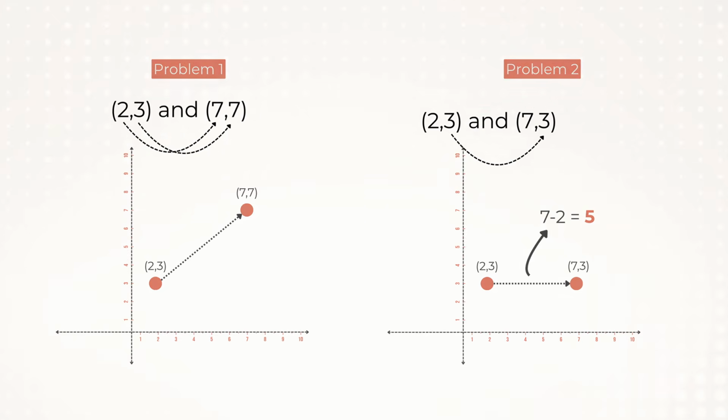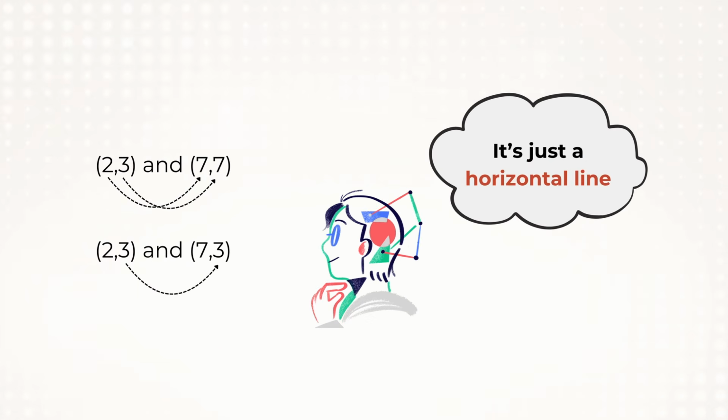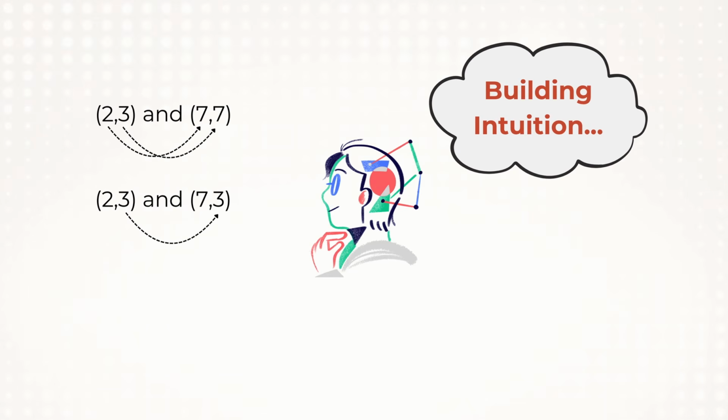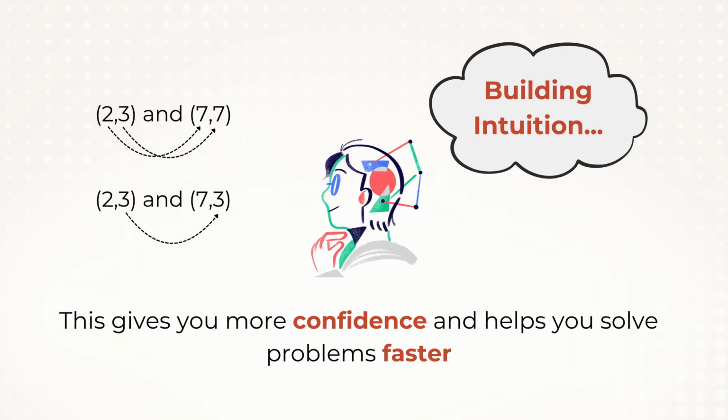Once you start noticing such differences, your brain starts forming intuition. Before calculating the exact answer, you start predicting the type of solution the problem will require. This gives you more confidence and helps you solve problems faster.